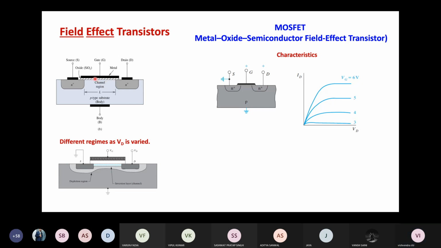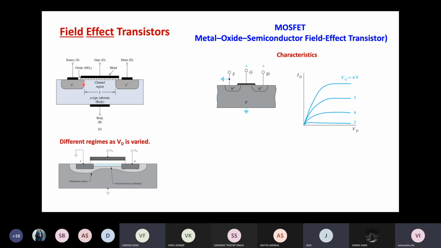And if this oxide is not there, on application of a gate voltage, electrons might flow from the gate to this side, and it becomes pretty much like a BJT or something like that. Or it might even short circuit these things as well.